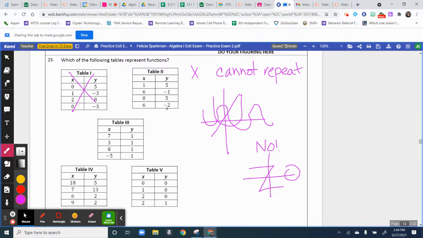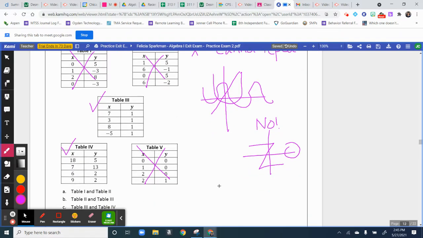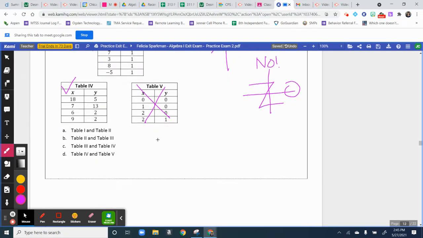So here, x repeats, not a function. X repeats and the y values are different, not a function. None of the x's repeat, function. None of the x's repeat, function. X repeats, y does not, not a function. That's all you need to know. I mean, for functions, that's it. So it's tables 3 and 4.